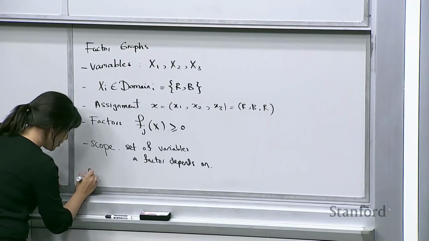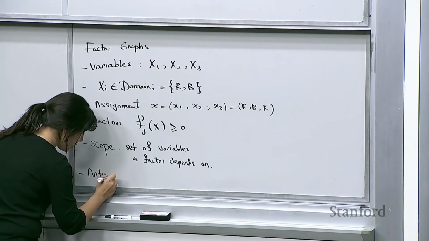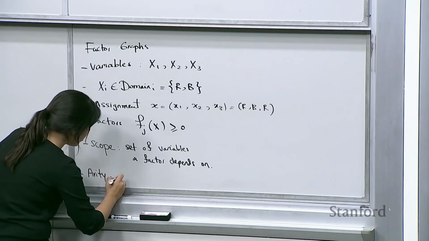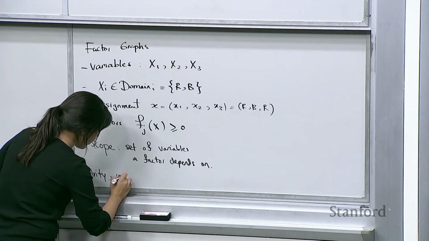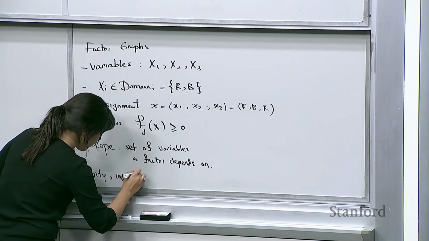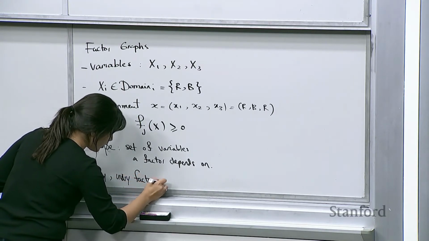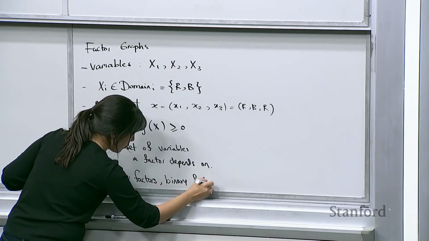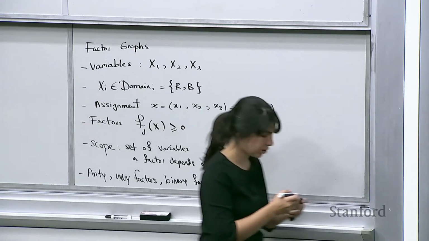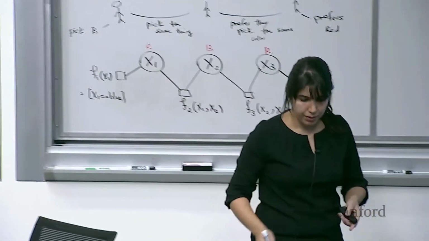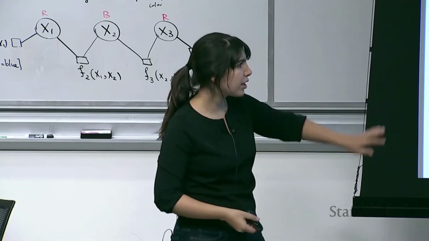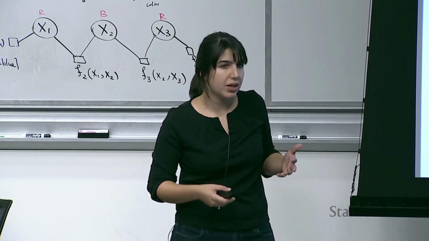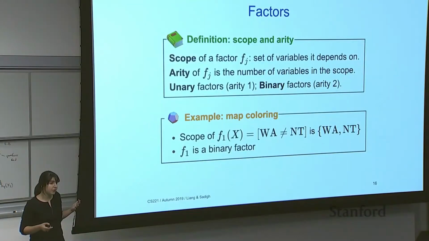So we have arity, which is the number of variables in the scope, and then we have unary factors when arity is 1, or binary factors when arity is 2. So just defining things. For example, in this case of map coloring, f1 is a binary factor. In the case of map coloring, all our factors were binary if you look at it.